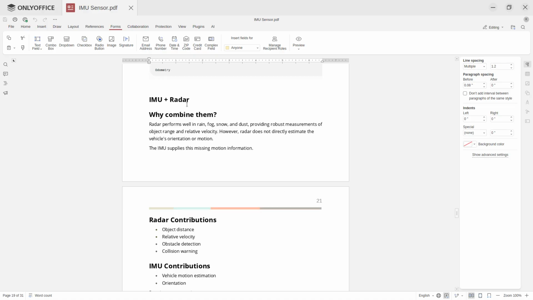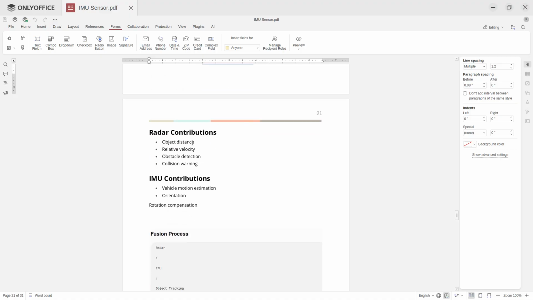Next, now we have come to IMU plus radar. Why combine them? A radar performs well in rain, fog, and snow, thus providing robust measurements of object range and relative velocity. However, radar does not directly estimate the vehicle's orientation or motion. The IMU supplies this missing motion information. It is very important to understand that the IMU has three sensors: accelerometer, gyroscope, and magnetometer. With these three sensors, whatever information you can get, you are always providing it to other sensors. That's what it is all about.